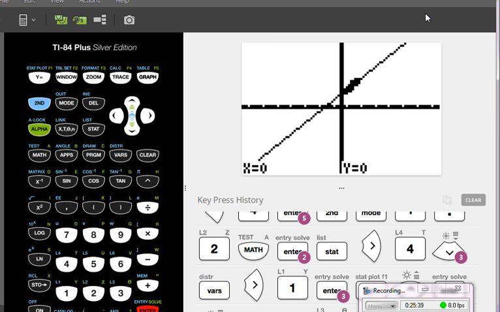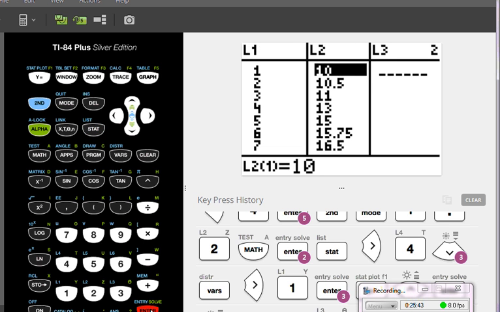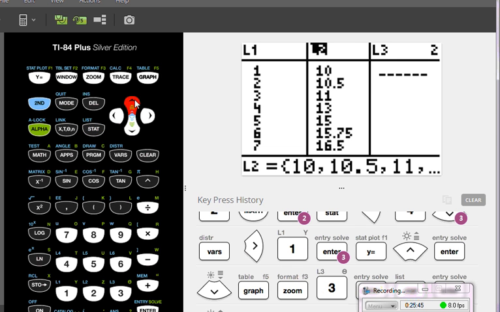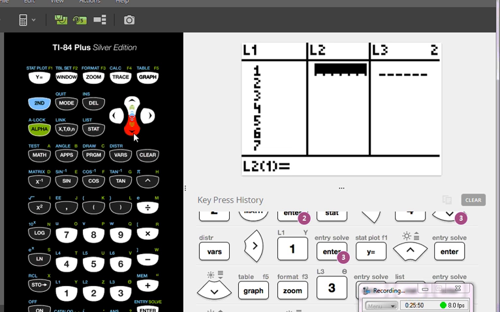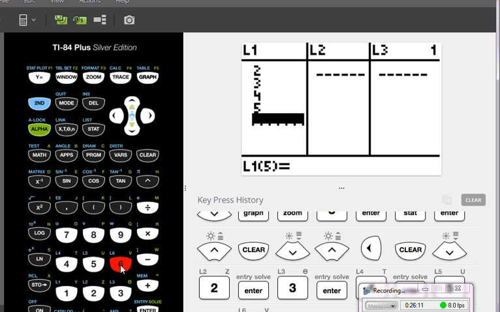Clear. And we'll go to stat, enter. Now I'm going to delete all that stuff, okay? In order to delete this, you hit clear and down, and that will clear it out without erasing L2. Be careful, because if you erase all of L2, then none of this will work, and you'll have to do a reset. So again, you go over to the left, you hit clear and down, and it's gone. So let's put this in. We got 2, enter, 3, enter, 4, enter, 5, enter, 6, enter.